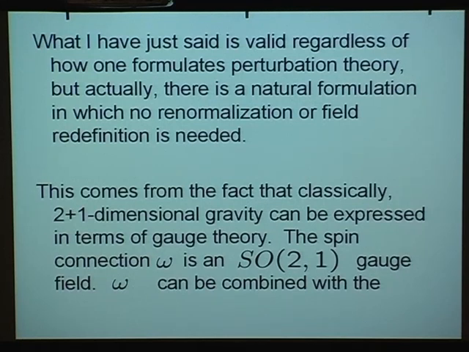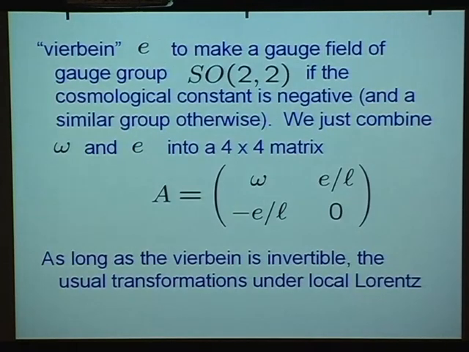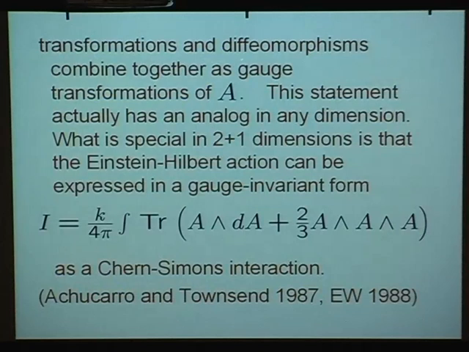That comes from the fact that classically it can be reformulated in terms of a gauge theory. You start with the fact that the spin connection, omega, is an SO(2,1) gauge field, and you combine omega with the Vierbein, which I'll call E, to make a gauge field of what I'll call SO(2,2), assuming the cosmological constant is negative. You just make a 4 × 4 matrix with omega as a 3 × 3 block. The 4th column and row are the Vierbein. And then you find out that as long as the Vierbein is invertible, the usual symmetries of general relativity, that is local Lorentz transformations and diffeomorphisms, are equivalent to gauge transformations of A.